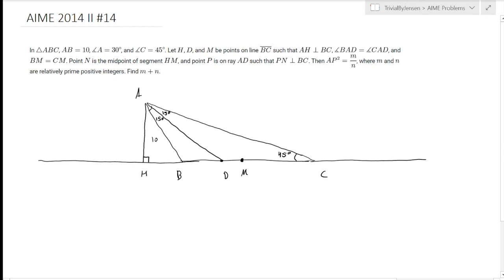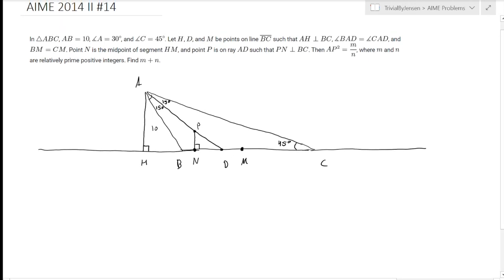Now N is the midpoint of HM, so let's say it's around here. And then P is on ray AD such that PN is perpendicular to BC. So BC is here, so it's going to be an altitude, sort of like that. Then we're looking for the square of the length of AP.